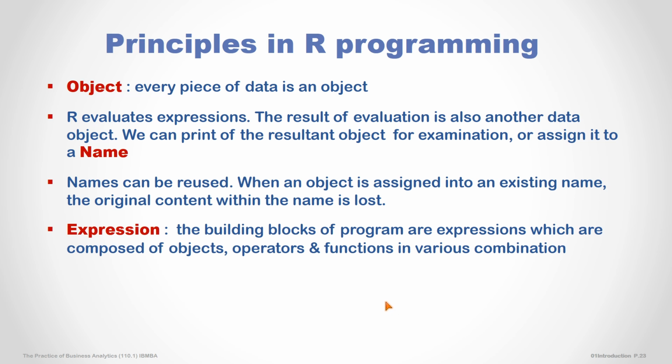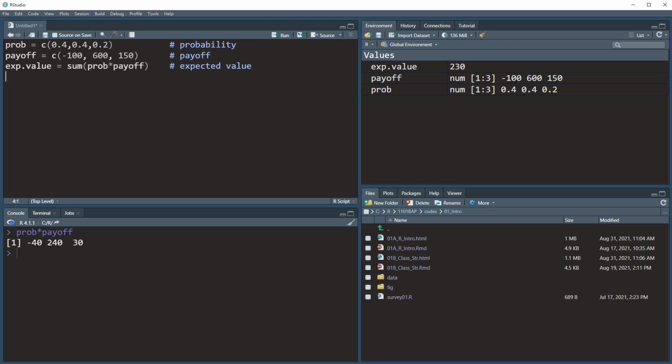The third principle of R is expression. And expression is actually the basic building block of programming, right? The expressions are composed of data objects, mathematical operators, and also functions. As we can see here, plop and payoff, they are data objects. And the parentheses and the star, they are mathematical operators. And this sum is what we call a function.